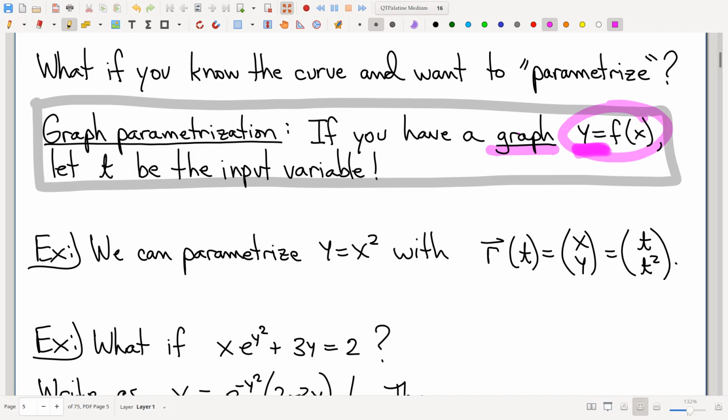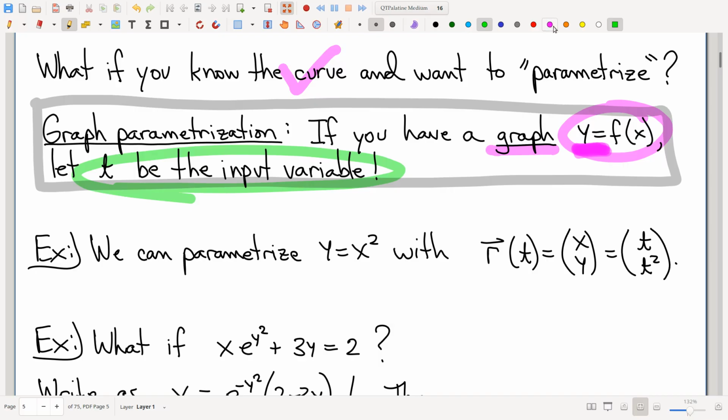So very important. To call it a graph, we need to have solved for one of the variables as a function of the others. So not everything is a graph. But if you are fortunate enough to be looking at a graph, if this is the curve that we know, the method is so easy. Just let t be the input variable and everything will fall into place. It's totally awesome. Look how easy in the following example.